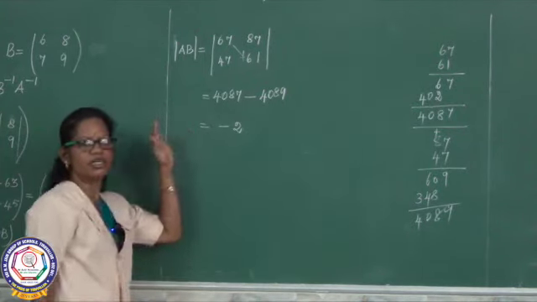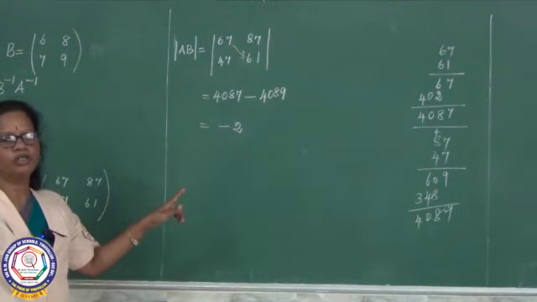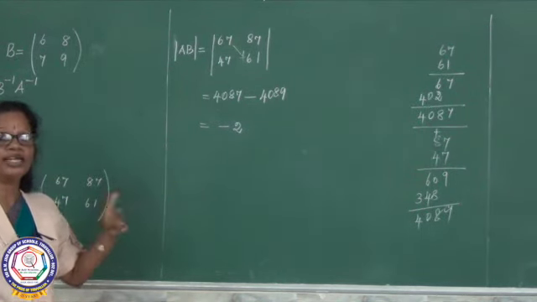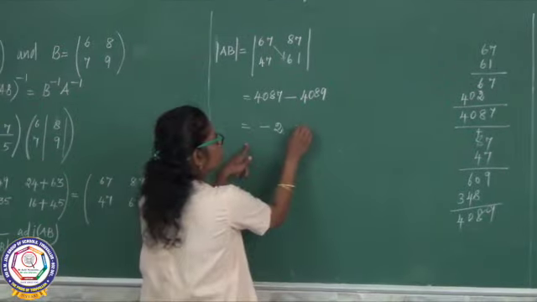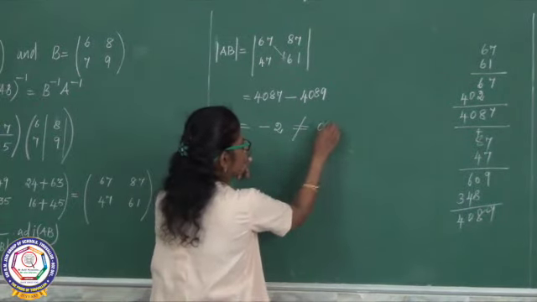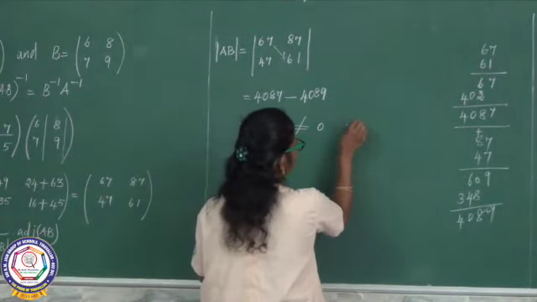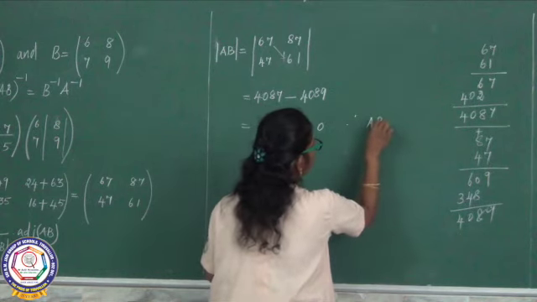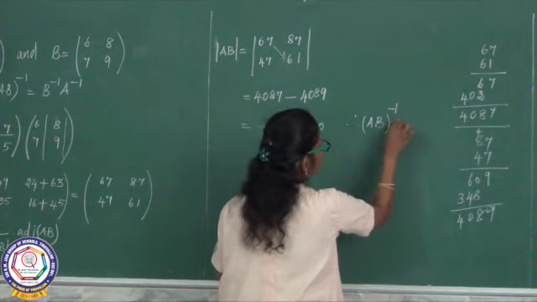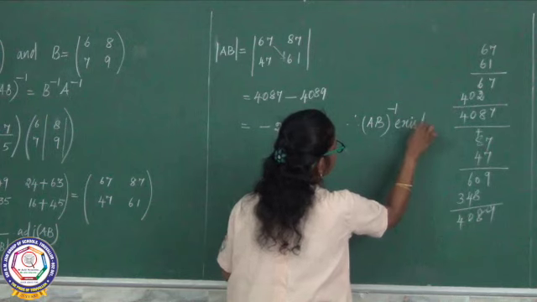Already I discussed that determinant A not equal to 0 means you can conclude that the inverse exists. Here also it is not equal to 0. Therefore, the inverse of AB exists.